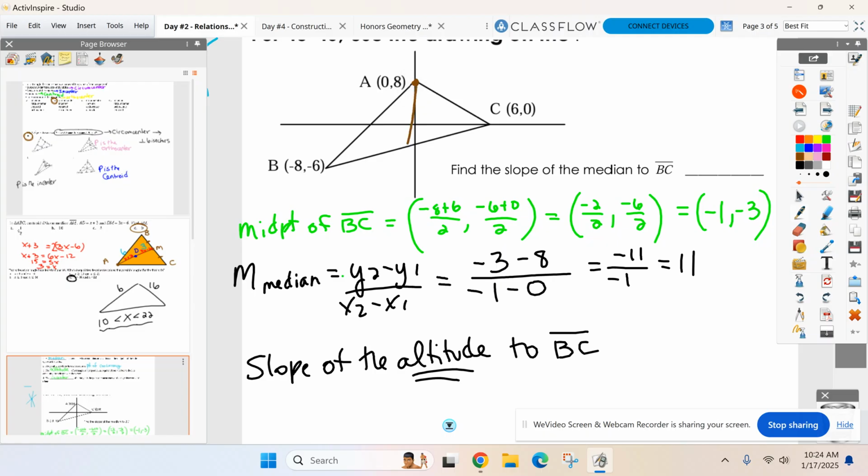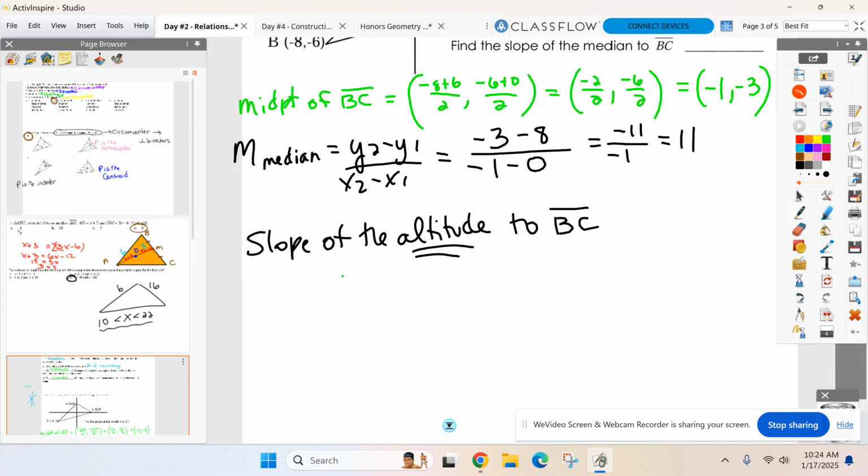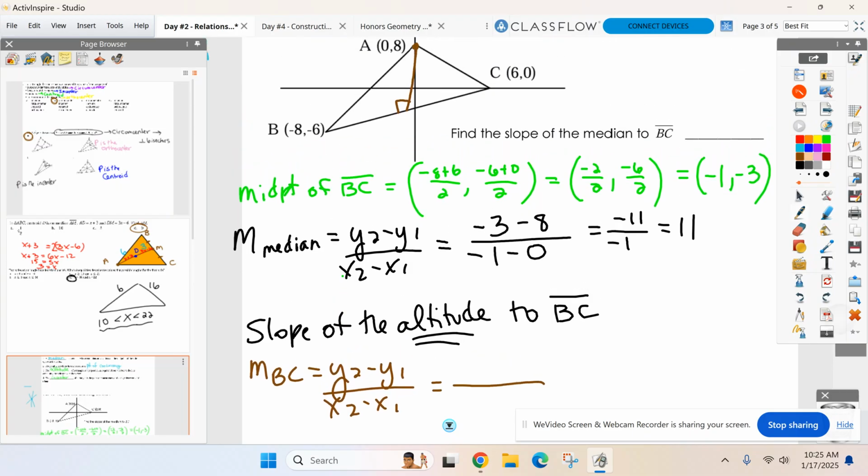All right, let's start talking now. What am I going to need to find? I know that's garbage, but just to give you an idea, altitude. What am I going to need to find here before I find the slope of the altitude? Sophie? The slope of BC. Yep. So why? Because these two slopes should be what of each other? Negative reciprocal. So if I find the slope of BC now, what do I got there, kids? BC, -6 minus 0 and -8 minus 6.